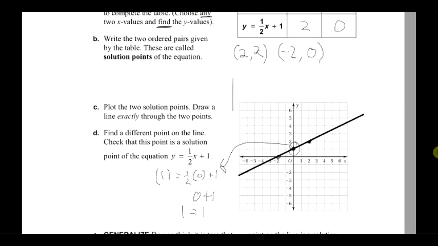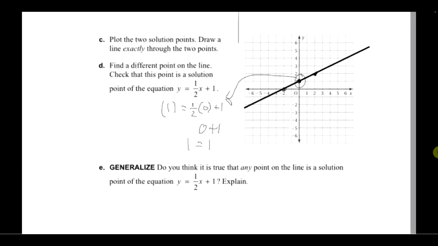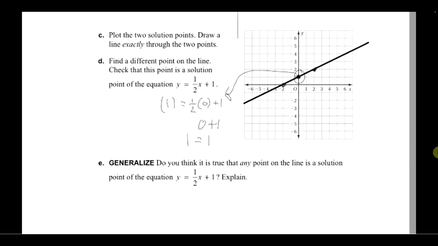Now, do we think that this is true for any point on the line? Is any point on this line a solution? If I pick this point here at over -6 and down -2, or if I go all the way over here and choose this point, over 4 up 3, or over 6 up 4, do we think that all those points will make the equation y = 1/2 x + 1 true?